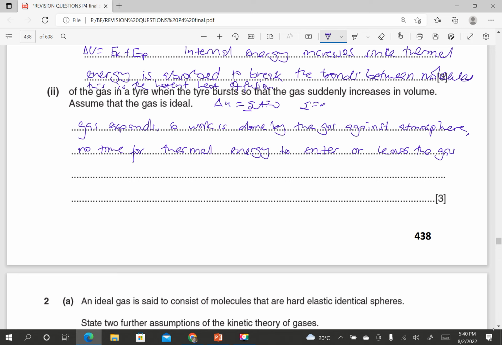So the gas expands, so work is done by the gas against the atmosphere. There is no time for thermal energy to enter or leave the gas, meaning that the change in internal energy is negative, which is a decrease. I hope that is easy to understand. The gas does work on the surroundings, so work done is negative by convention. Because this happens suddenly, there is no time for thermal energy to enter or leave the system, that is adiabatic. So Q is 0, and the change in internal energy is just equal to the work done, which is a negative value. A negative change in internal energy means a decrease. Therefore, the internal energy decreases. Okay, next.